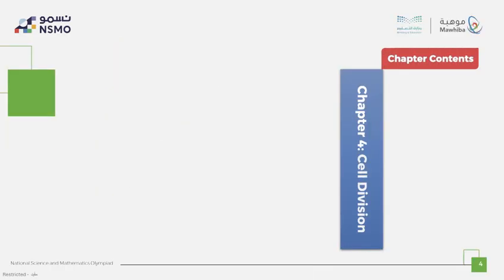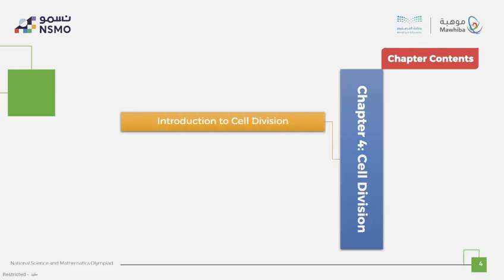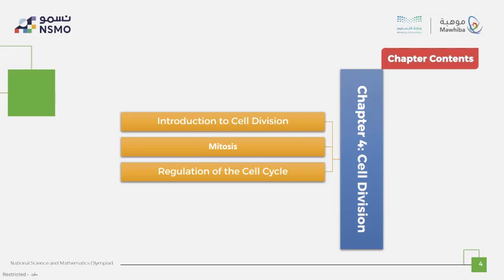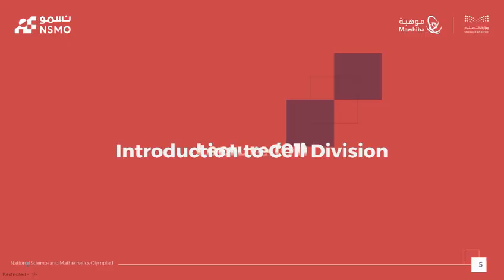Chapter 4, Cell Division, has 4 main topics: introduction to cell division, mitosis, regulation of the cell cycle, and meiosis. And today, inshallah, we will focus on the introduction to cell division. That's our lecture today, and it prepares us to understand the detailed stages later.